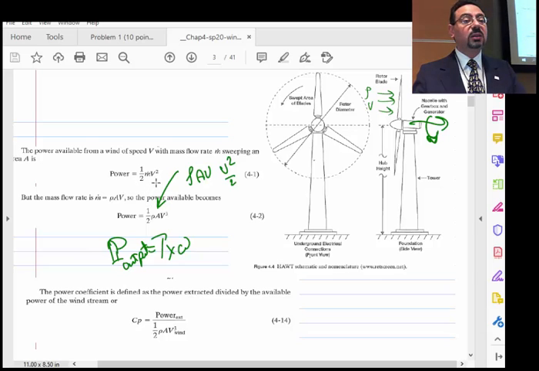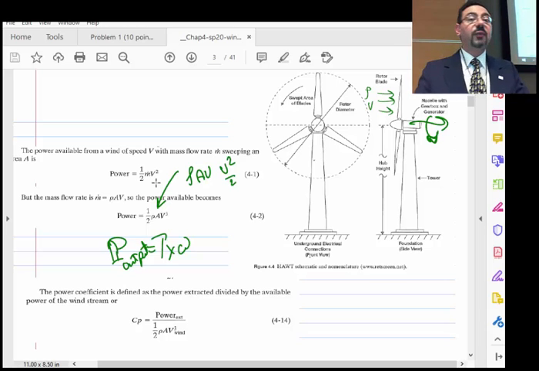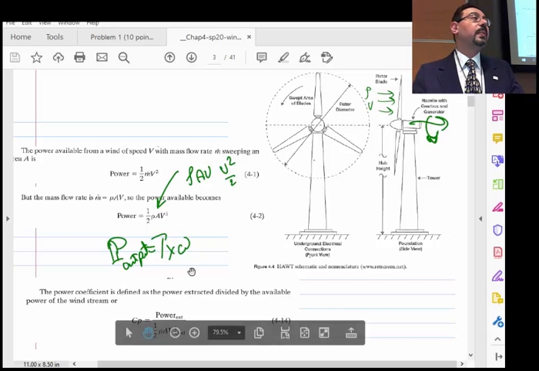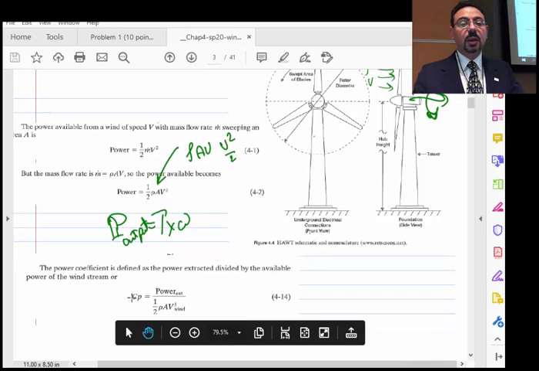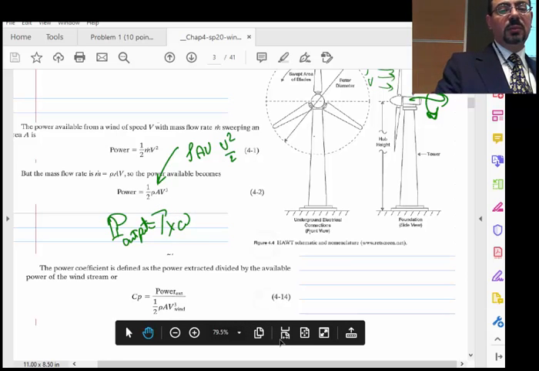So half m dot v squared, and m dot is the flow rate coming into that circle. And what's m dot? Rho A V. So half m dot v squared is the input power. And the CP, that power coefficient, is power output divided by half rho or half m dot v squared. What's m dot? Rho A V. So the V and the V squared become V cubed. So it becomes half rho A V cubed. Make sense?